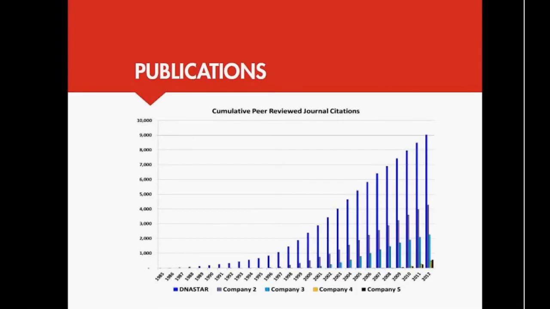DNASTAR is the leader in citations in peer-reviewed journals. And in looking at this graph, we can see that for the past 28 years, more researchers have cited DNASTAR software in scientific journals than any other sequence analysis software on the market today.